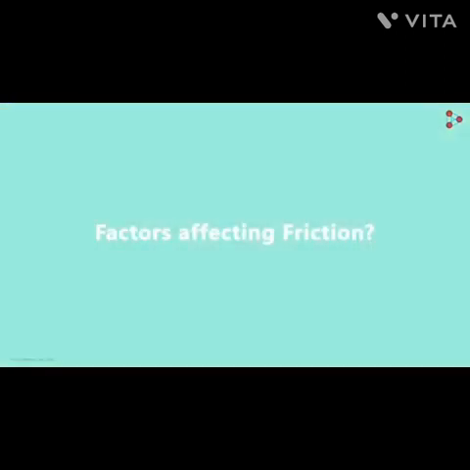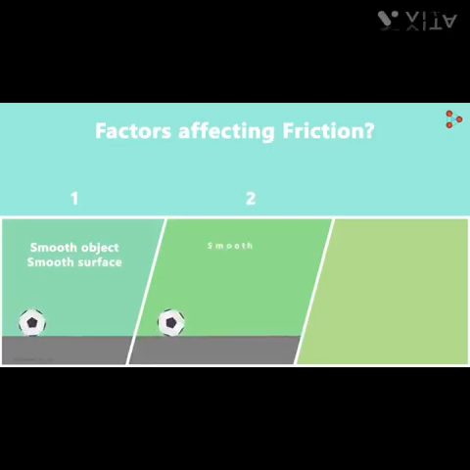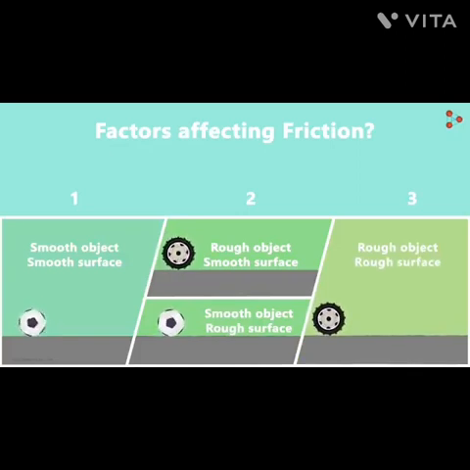What are the factors that affect the friction? Let me give you 3 situations and then you tell me what it depends on. The first situation is when an object with a smooth surface is moving on a surface which is very smooth. Second, the object has a smooth surface and the surface on which it moves is rough. Or the object has a rough surface and the surface on which it moves is smooth. And in the third case, the surface of the object as well as the surface of the table is rough.